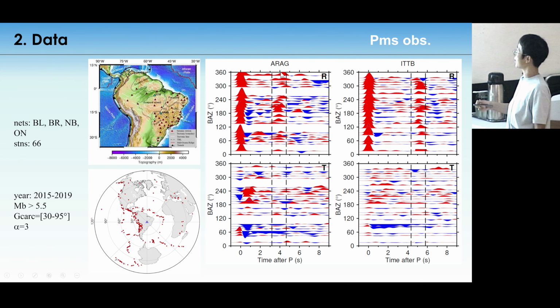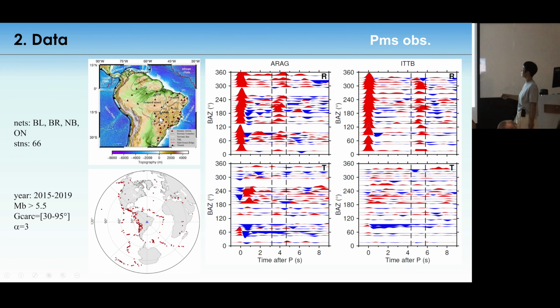This is the ARAG station on the north border of the Parnaiba Basin. And this is the ITTB station on the border of the North Guapore Shield. And the window marked by the dashed line is the predicted PMS arrival. According to the previous crust thickness, we can predict the arrival of the PMS.